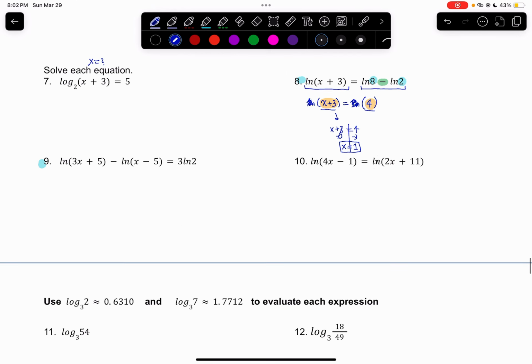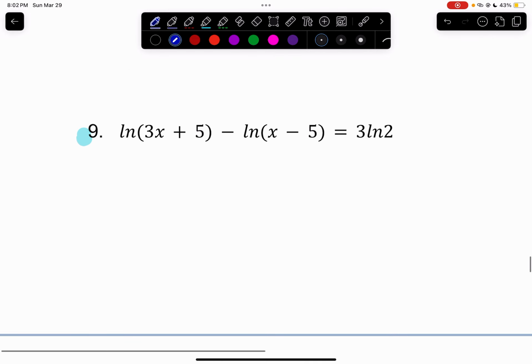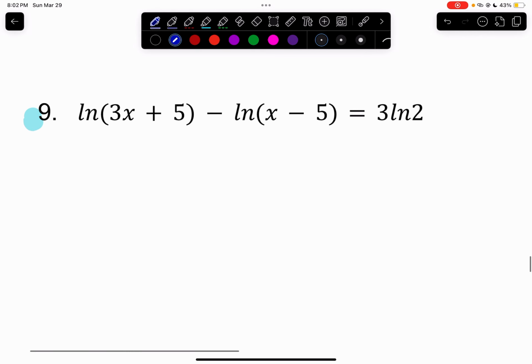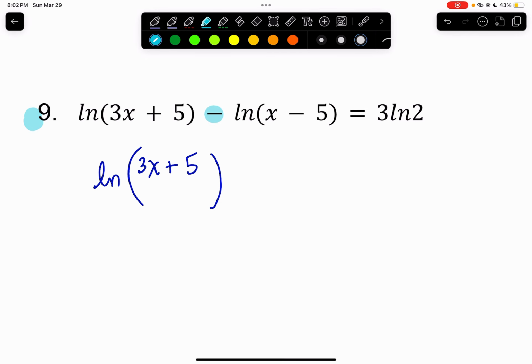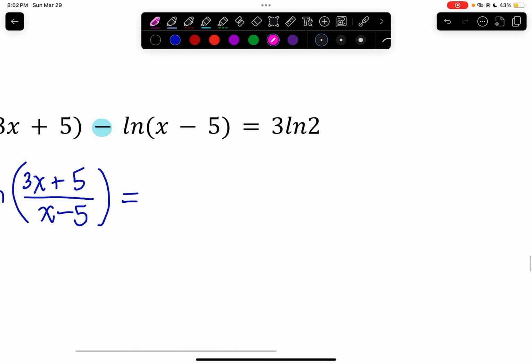Cool. Okay, let's look at number 9. Similar, except this time, both sides need to get simplified. So over here, I've got natural log of 3x plus 5, and then the logs are subtracting, so their arguments are dividing, so divided by x minus 5, equals, and then over on this side, that 3 needs to come back into exponent position. So I've got natural log of 2 cubed. Well, 2 cubed is 8, so I'm going to say natural log of 8.